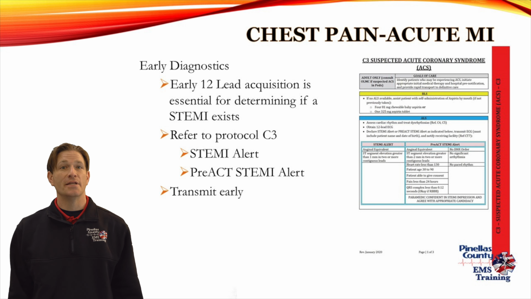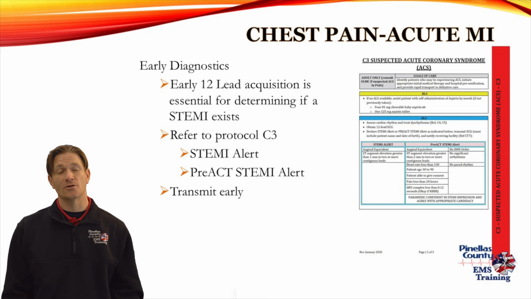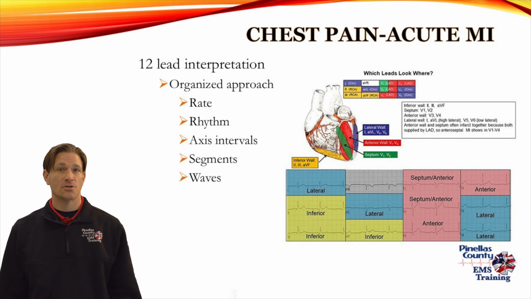Remember that you must include the name and date of birth of the patient prior to transmission, so make sure you put that in before you get the 12 lead so you don't have to perform another 12 lead. 12 lead interpretation is an important function of the initial assessment of the patient complaining of chest pain.